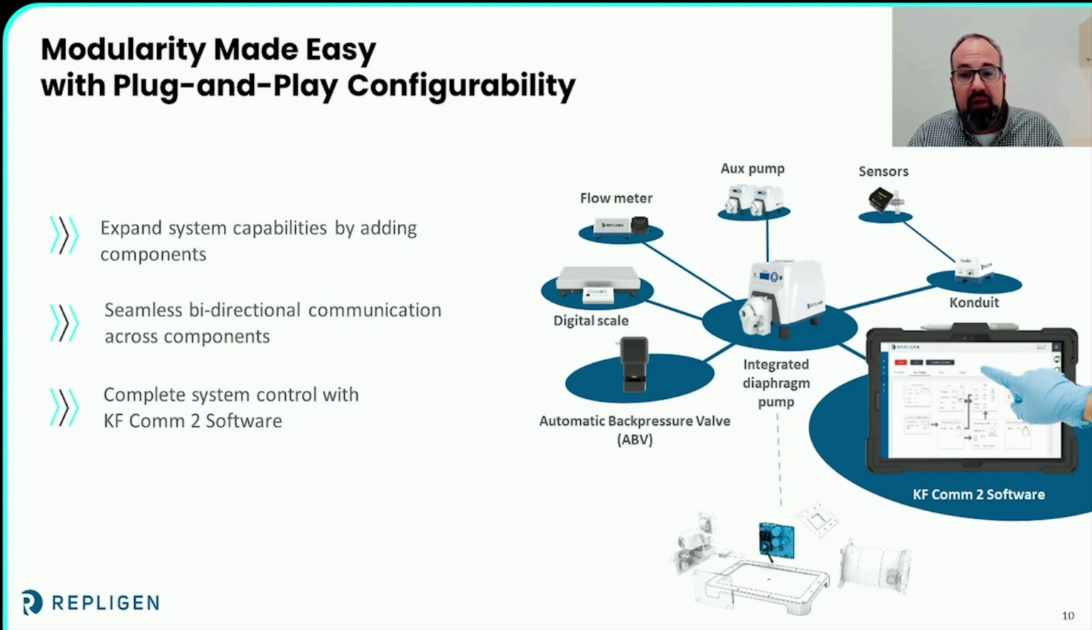Inside the main pump for all the CrossFlow systems sits a Repligen exclusive microprocessor-based controller that enables bidirectional communication with plug-and-play integration of all the system components. This arrangement plays a crucial role in enabling these small systems to operate with the level of automation previously reserved for only larger skids with a PLC-based system. Integrating other components as needed is as simple as making a connection. That's it. KFCom2 software enables seamless addition and communication across all components.